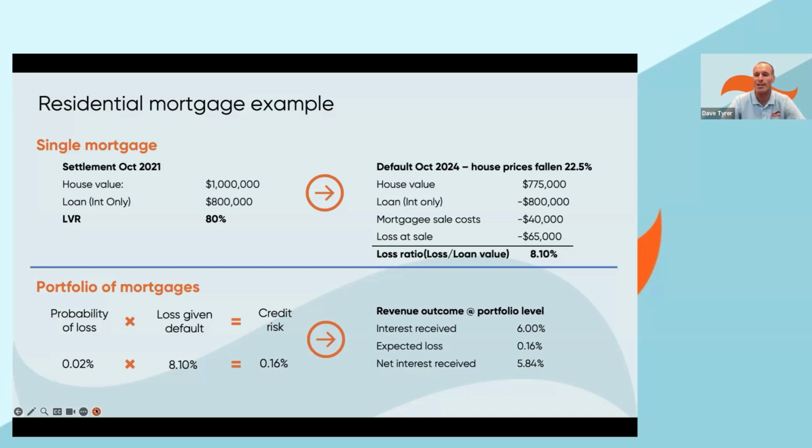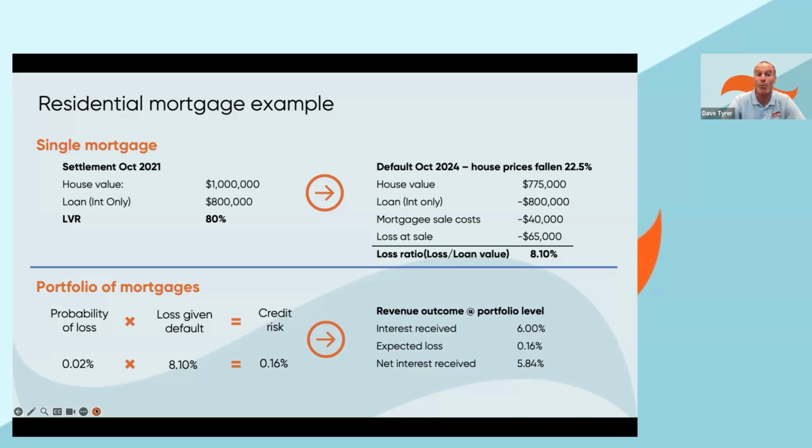You've also got some mortgagee sales costs. So you're going to have legal fees, probably some advertising fees, and maybe you needed to cut the grass and tidy up the gardens before you presented the house for sale. So let's assume that's $40,000 there, which gives you a $65,000 loss when you sell that property. That works out at a loss ratio, so that's the size of the loss divided back by the loan value, of 8.1%. Okay, so that's a single mortgage example.